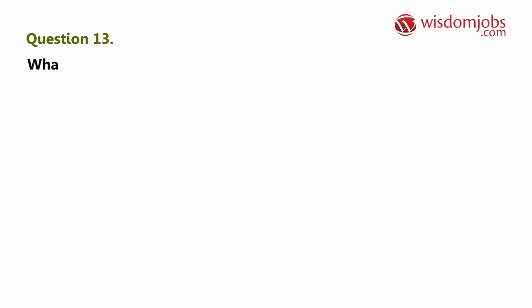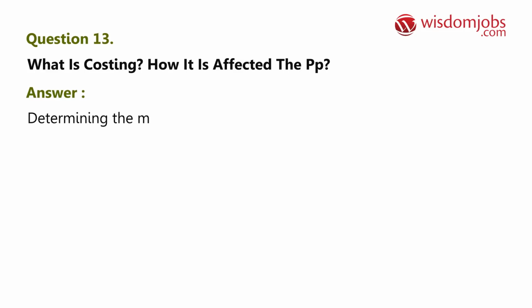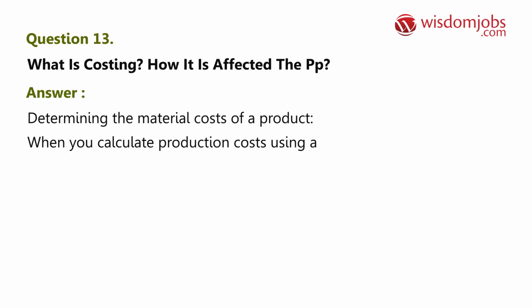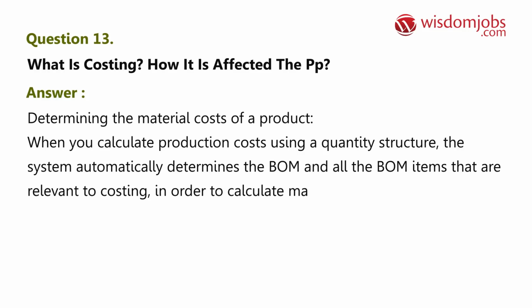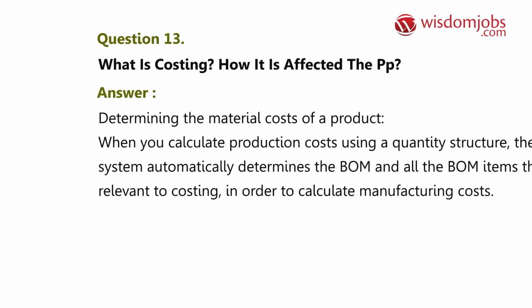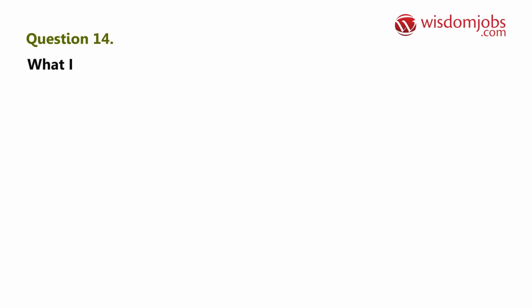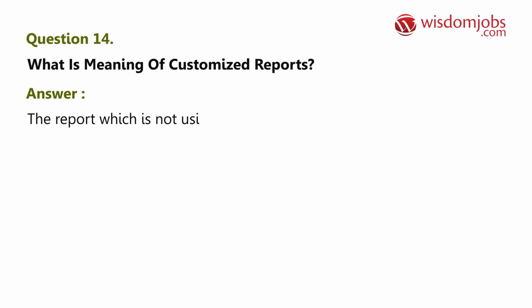Question 13. What is costing? How is it affecting the PP? Answer: determining the material costs of a product. When you calculate production costs using a quantity structure, the system automatically determines the BOM and all the BOM items that are relevant to costing, in order to calculate manufacturing cost. Question 14. What is the meaning of customized reports? Answer: the report which is not using SAP standard report.